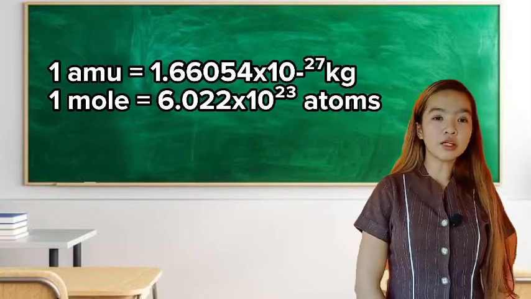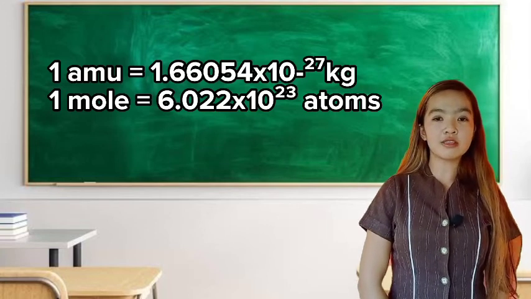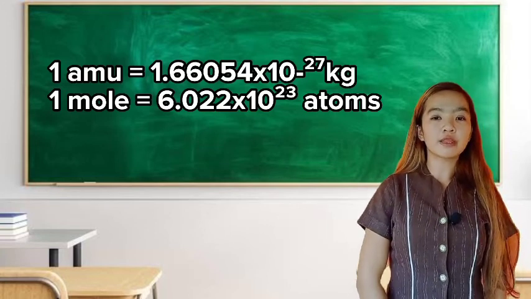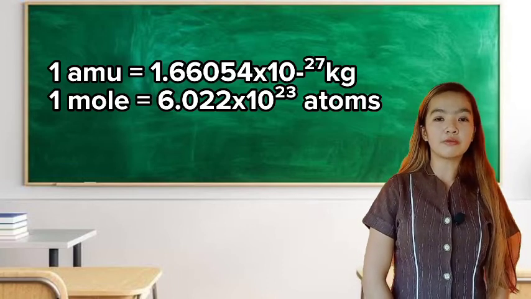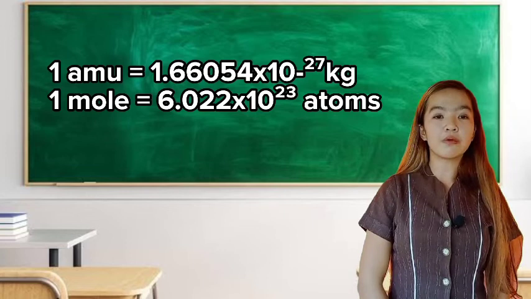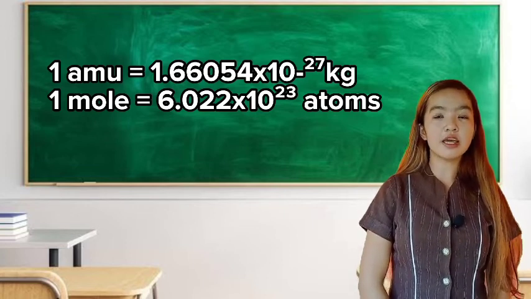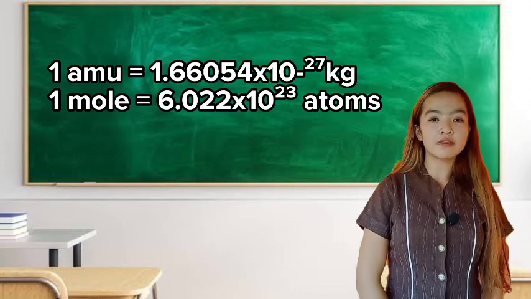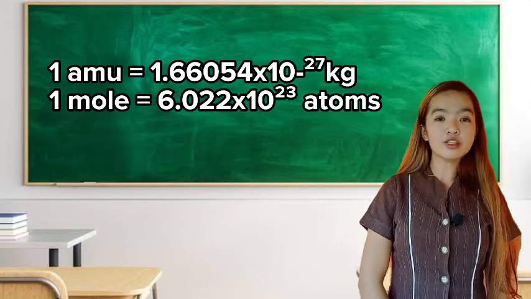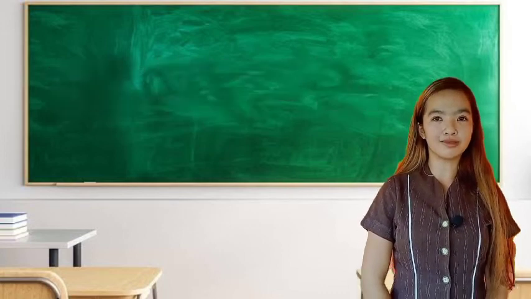And 1 atomic mass unit is a very useful conversion. 1 atomic mass unit is equal to 1.6604 times 10 raised to negative 27 kilogram. And from Avogadro's number, from your general chemistry, a mole of a substance is equal to 6.022 times 10 raised to 23 atoms or particles per mole.